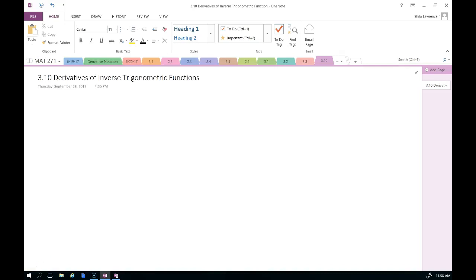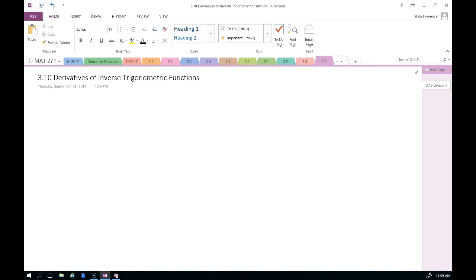In section 3.10, we are going to be talking about derivatives of inverse trigonometric functions. You do not need to memorize these formulas. Right now, I just want you to be able to work with them, understand how to use them, and practice with them in the homework. I am not going to be putting any of these on the test. I just want you to be aware that these formulas are out there and have a little bit of practice using them.